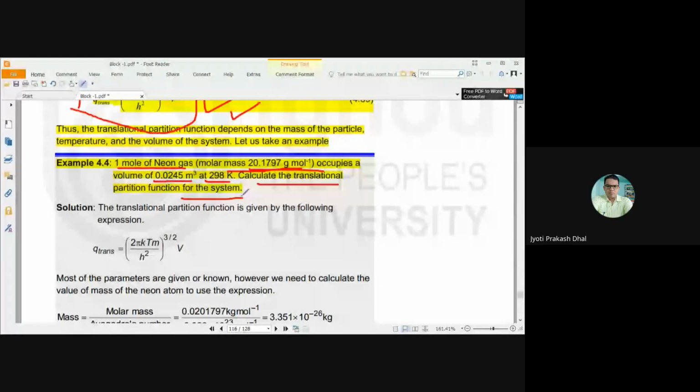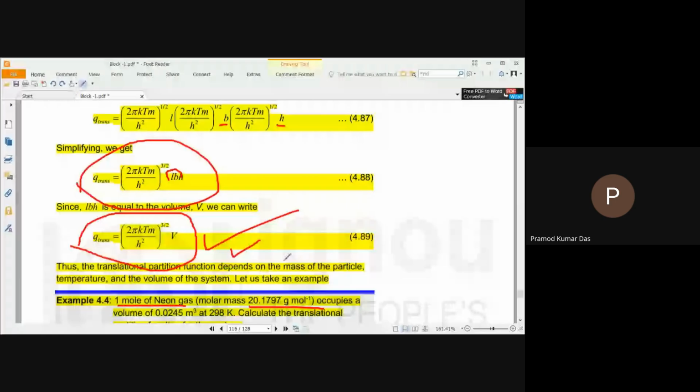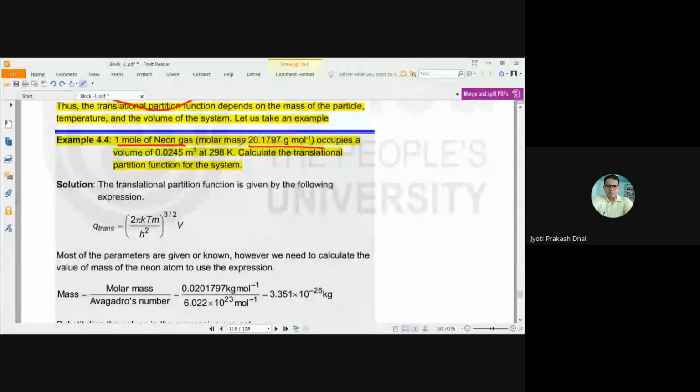Again, the question will be like this. So here first we have derived the value of the translational partition function. This is one long question. And after that some additional numerical question will be there. 1 mole of the neon gas, we know that the molecular mass of the neon is 20.1797 gram per mole, that occupies a volume of 0.0245 meter cube at 298 Kelvin. Calculate the translational partition function for the system.